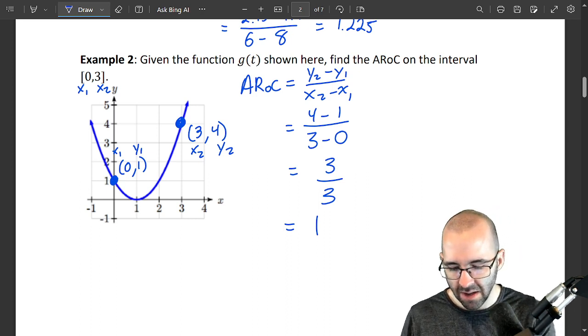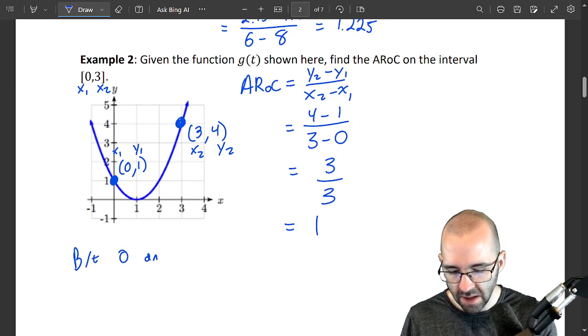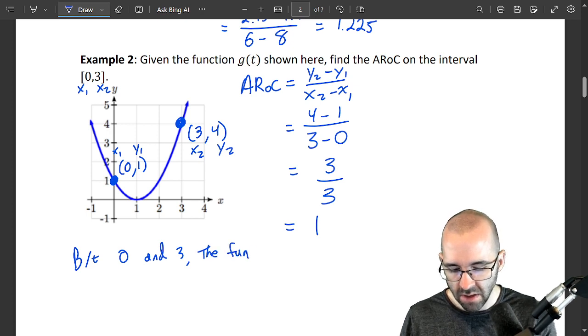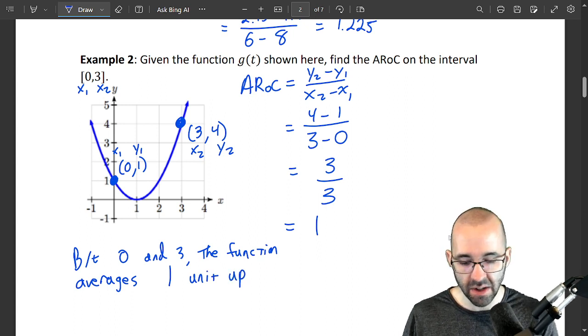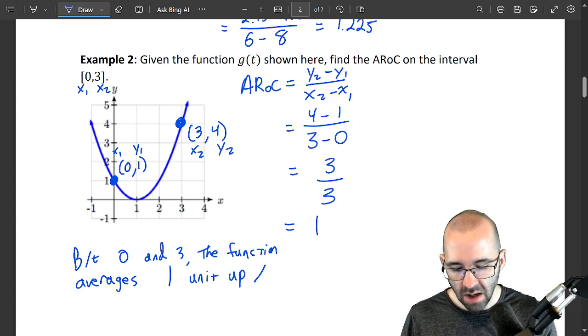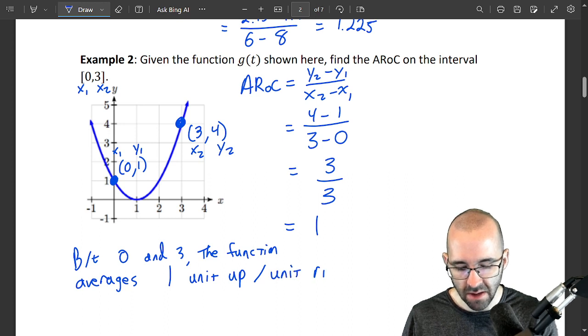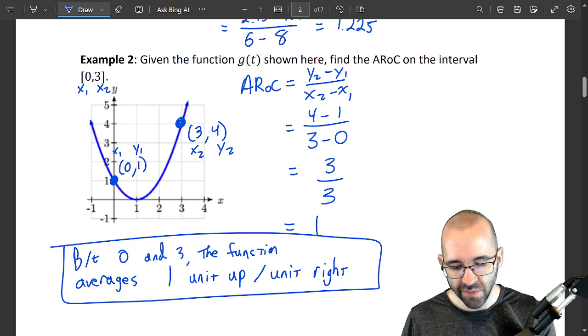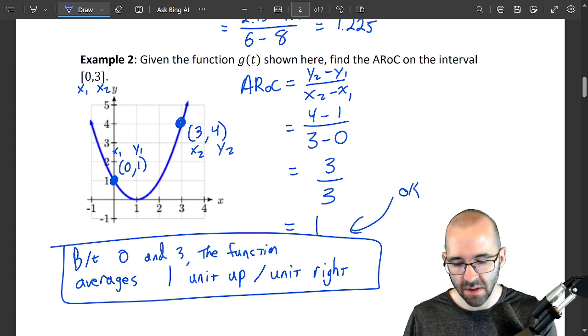But you could say between 0 and 3, the function averages 1, that's the average rate of change, unit up, that's the output units, per every unit down to the right. That's the input units. So this is, again, the best answer. This answer would be okay.